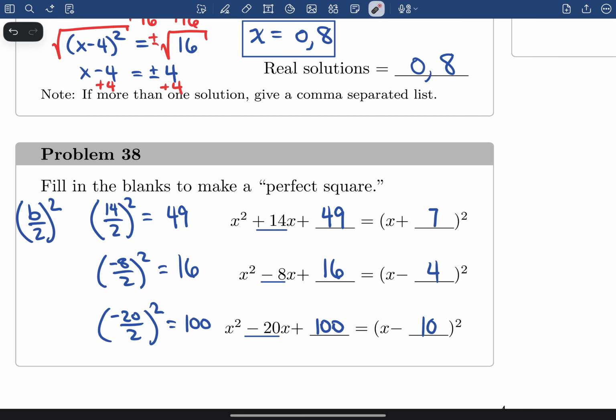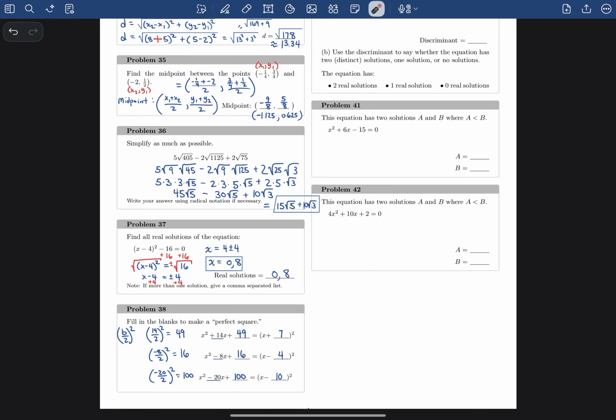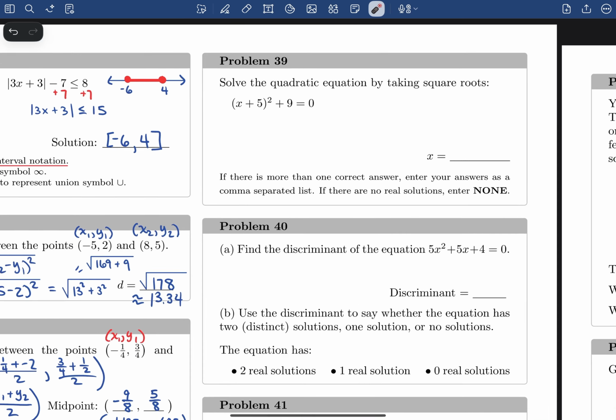Great. And there you go. We have completed the square. That's the process of completing the square, which we learned in section 9.2, and then factoring it into a binomial that is squared. Important skill for the future. All right, here we go.